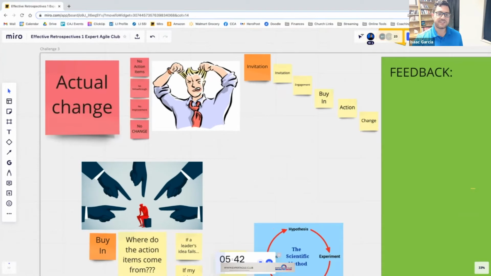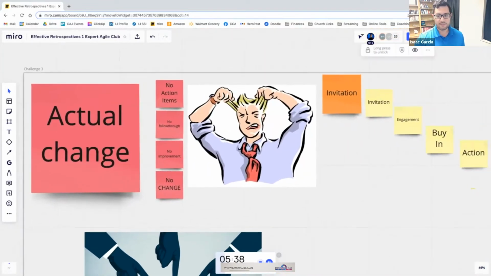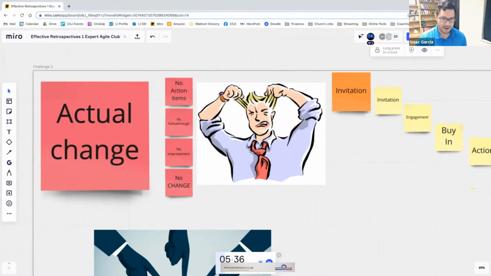Nothing actually changes. This gets disheartening. You feel like the man pulling his hair out. We have retrospective after retrospective after retrospective, but nothing seems to change. What are some of the symptoms? No action items. We talk, but then we don't make up action items coming out of the retrospective. That's got to be fixed.